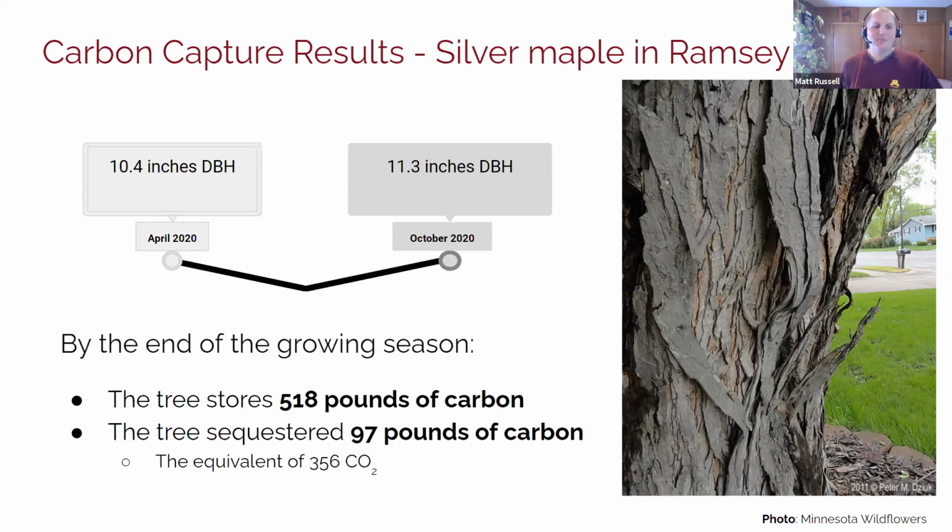So we can then calculate that by the end of the growing season, the tree now stores 518 pounds of carbon, and it sequestered about 97 pounds of carbon just through that growing season. And so this would be the equivalent of about 356 pounds of CO2 equivalent if we were to measure that in terms of how much it stores or has sequestered from the atmosphere. And so this is a good example of showing the value of carbon sequestration as it relates to some of the measurements that folks took.